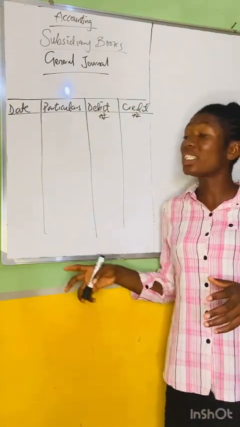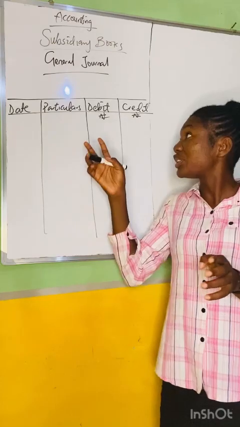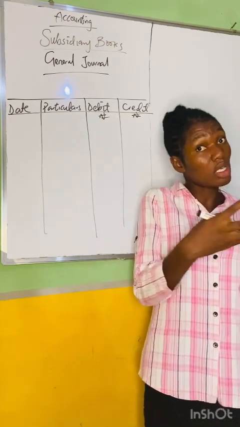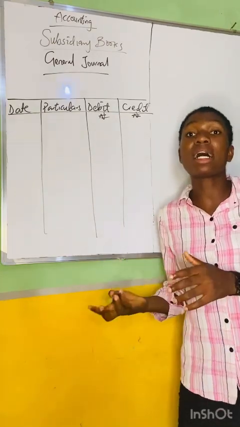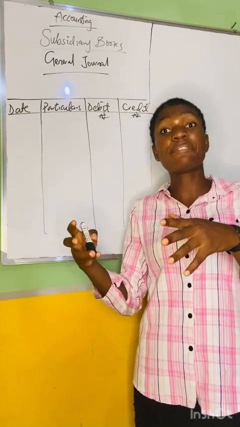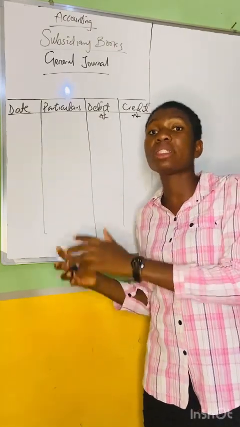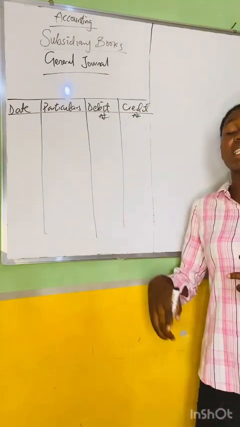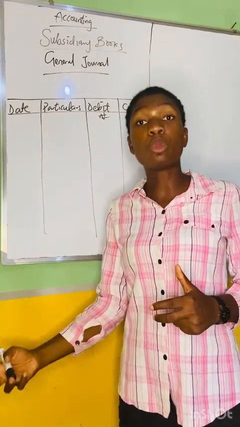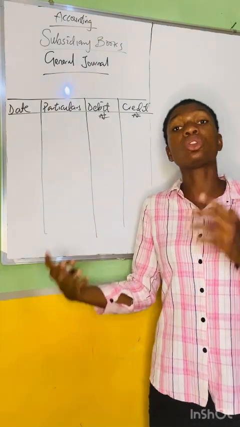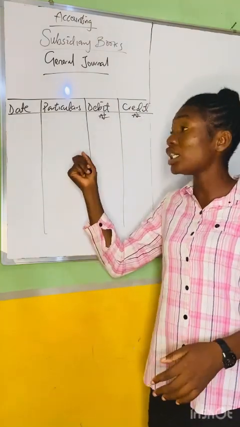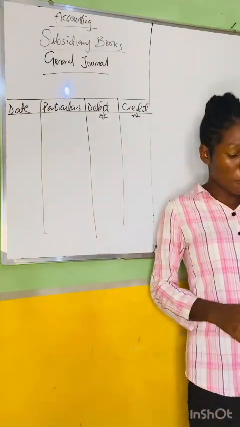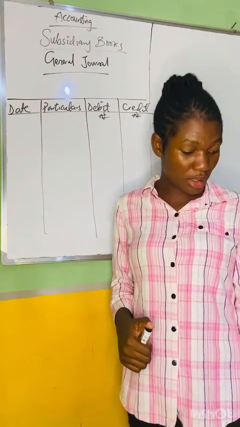The first we'll be looking at is when we use our journal to buy or sell an asset. You can use it to buy or sell a fixed asset, a non-current asset, on credit. So when a fixed asset is bought by the business or sold by the business on credit, the entry goes to the general journal. Our example will be taken.